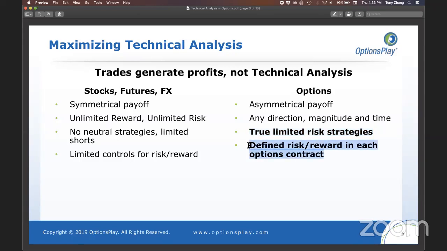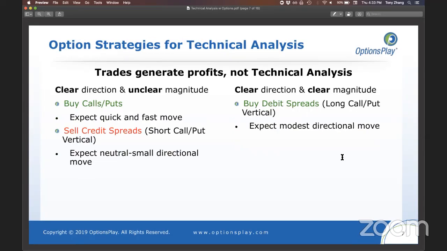And lastly, you have defined risk reward on each options contract. And again, that speaks to being able to manage your trade once you're in that trade. So the three strategies that I want to talk about today will help you efficiently deploy your capital regardless of what your views are based on technical analysis. Those three strategies are buying calls and puts, selling vertical credit spreads, and buying vertical debit spreads.